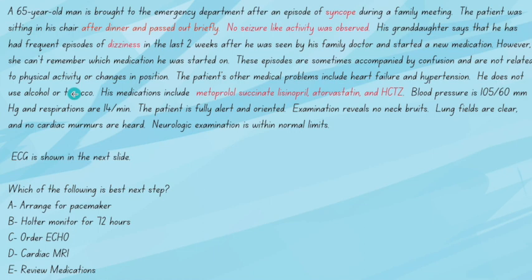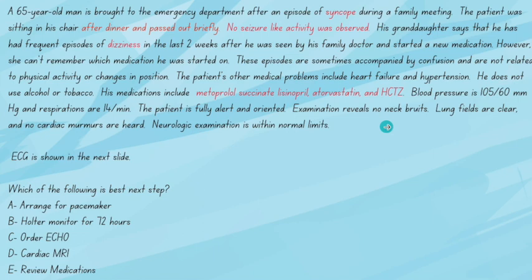The patient's other medical problems include heart failure and hypertension. He doesn't use tobacco, alcohol. His medications include metoprolol succinate, lisinopril, atorvastatin, hydrochlorothiazide. Since a medication was started recently and he's having syncope, probably it's the metoprolol. We're going to talk about it more in details. Examination shows no neck bruit. This is important because syncope can be secondary to stroke. It could be a TIA sometimes. So they are telling you that this guy's carotids are clear.